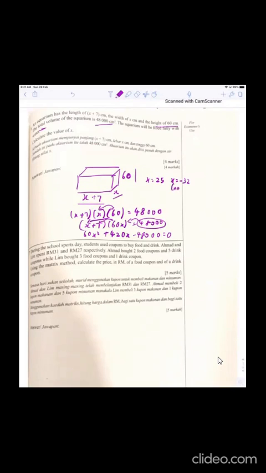This answer is not acceptable. Why? Because negative is not the length. You don't have negative length. So you only have the one answer. So the value of x is 25. That's it.